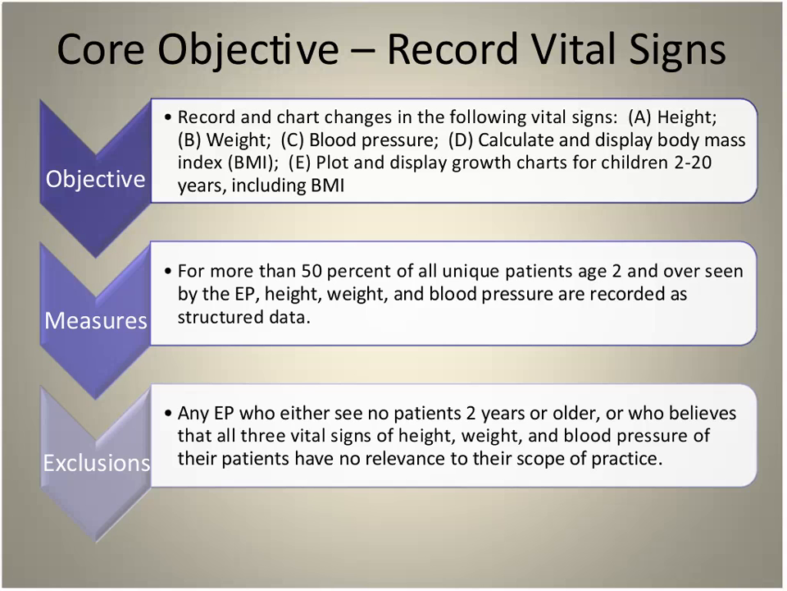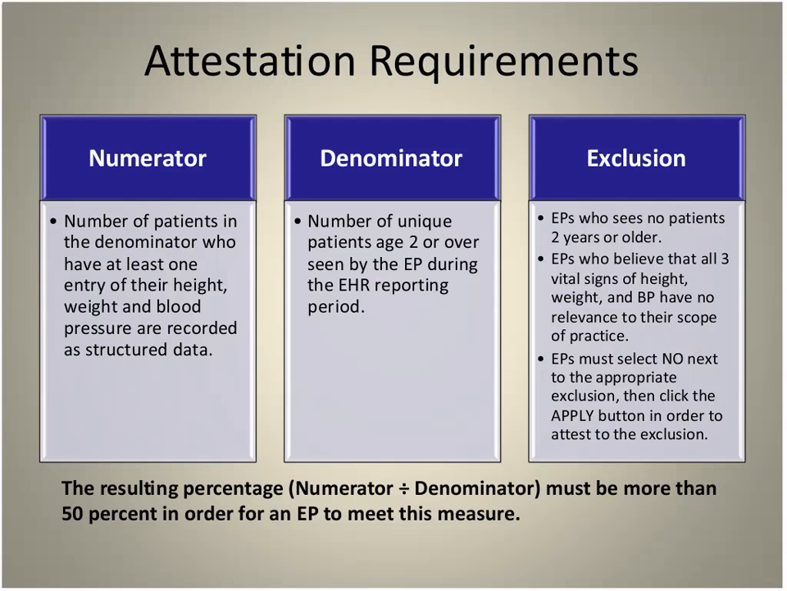Exclusions are eligible providers who see no patient 2 years or older, or who believe that all 3 of the vital signs, height, weight, and blood pressure, have no relevance to their scope of practice. And quite a few specialists, this is outside the scope of their practice. So I imagine we'll see a lot of exclusions based on the recording of vital signs.